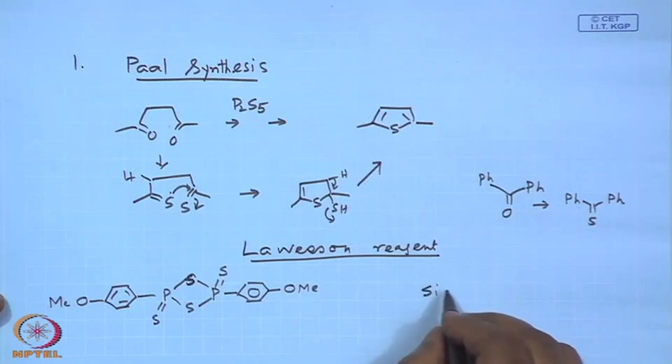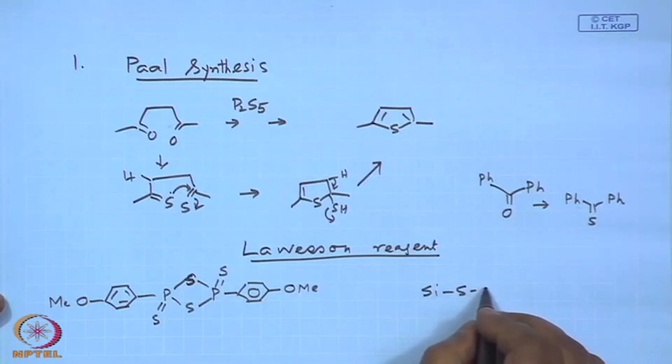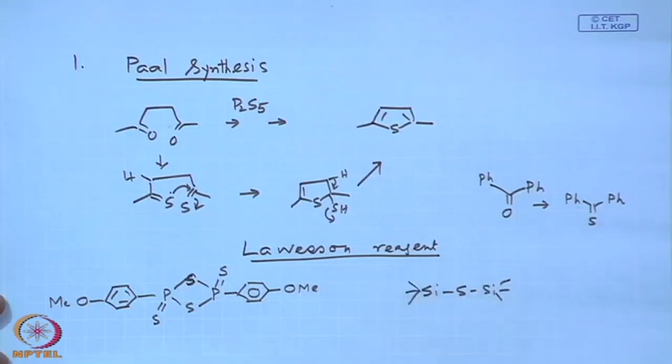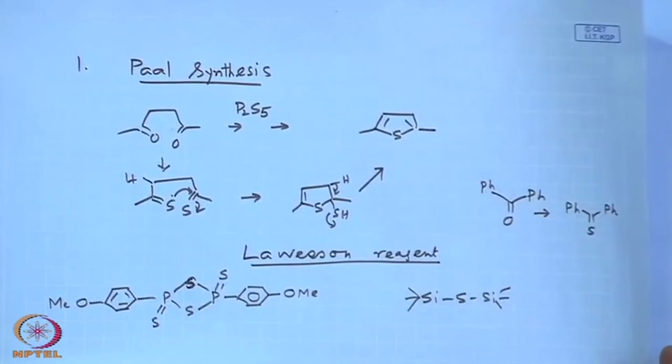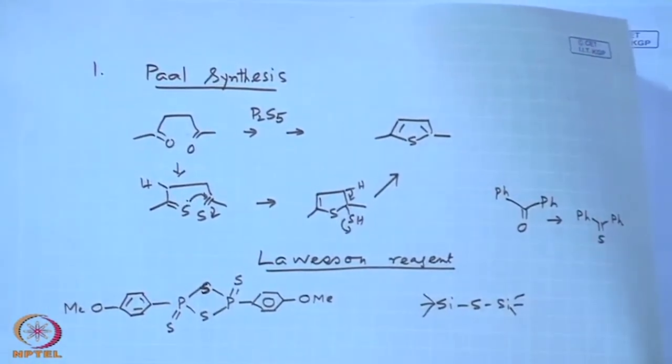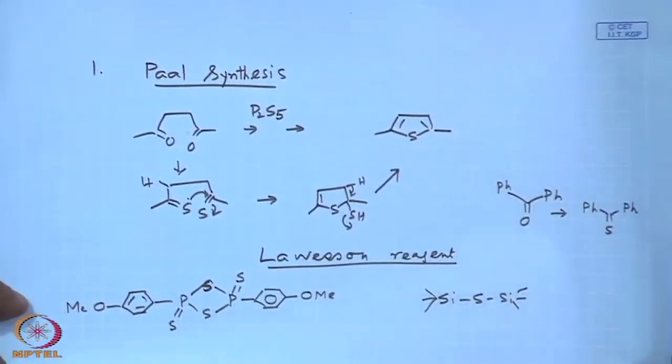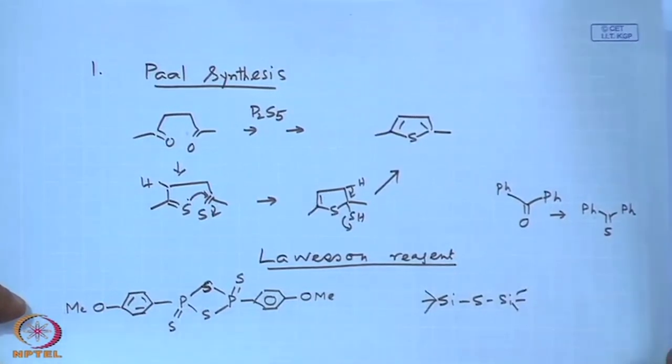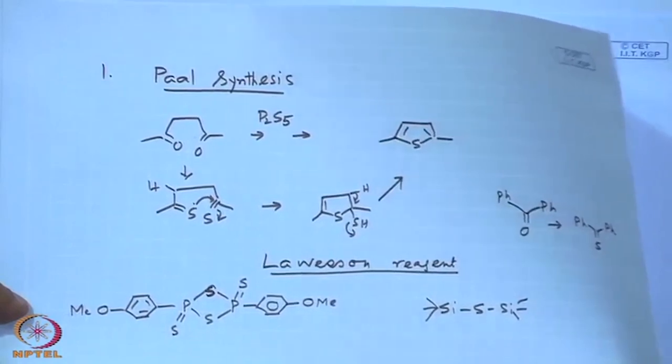So this is one of the best ways. You can also try with this, let us say, bis(trimethylsilyl) sulfide, like this one. This can also be useful in the presence of P2S5. I will give you just one or two more examples of this synthesis and why it is so useful.